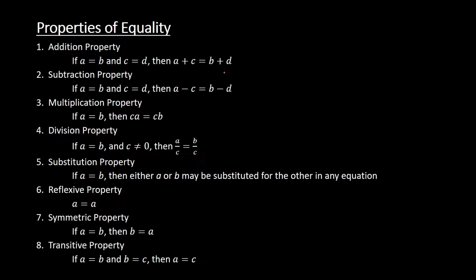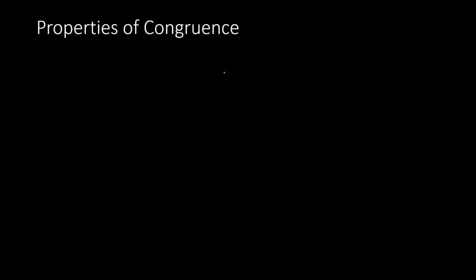So to recap everything we see here, there are 8 properties of equality. Make sure that you know how to use each of these. Okay, we'll move on now to the next category of properties, and that is the properties of congruence. And a lot of these are similar to the properties of equality. The main difference is instead of an equal sign, you're going to have a congruent sign.